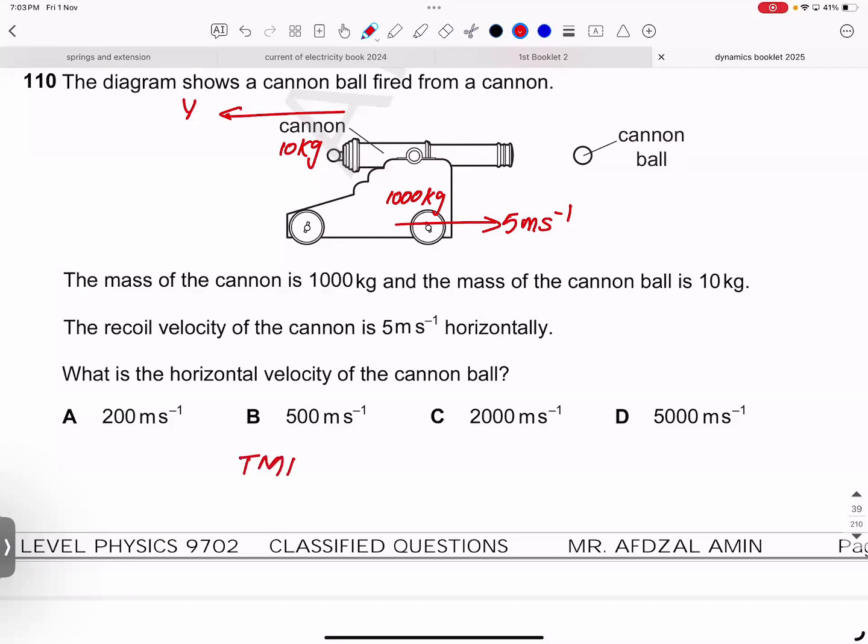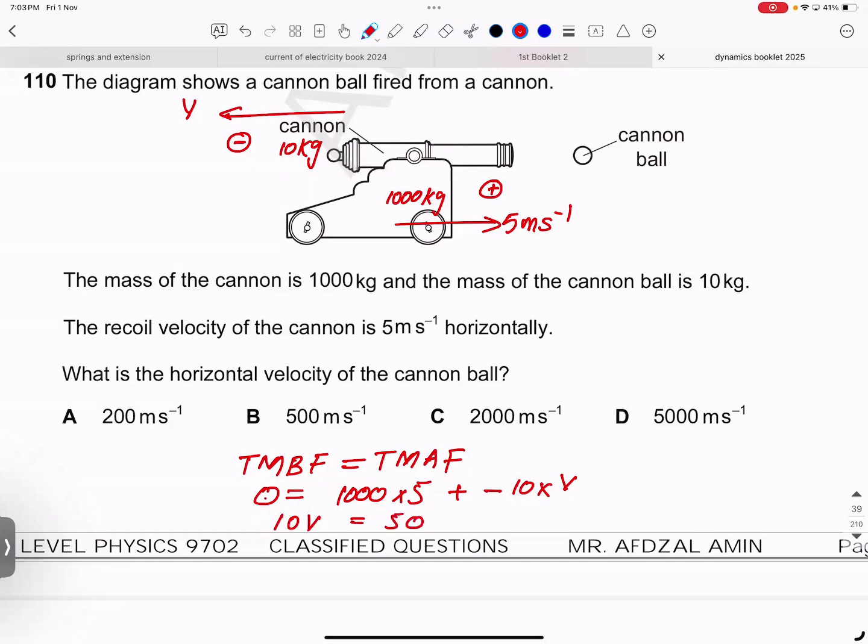total momentum before firing is equal to total momentum after firing. Before firing it was 0 because it was stationary. After firing, if you take the right side as positive, the left you will take negative. So 1,000 times 5 plus negative 10 times V. Negative means opposite direction. So 10V is equal to 5,000. V is equal to 5,000 over 10. How much?